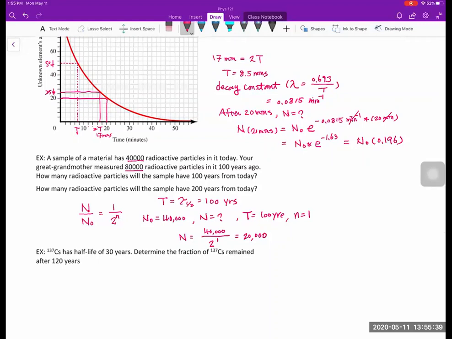Right? If you're looking at 200 years after, then you are looking at the n is equal to 2. So you are going to be starting from 40,000, and you have a 2 to the 2, that will be 10,000. That will be the amount left after 200 years. Okay, question about this part?